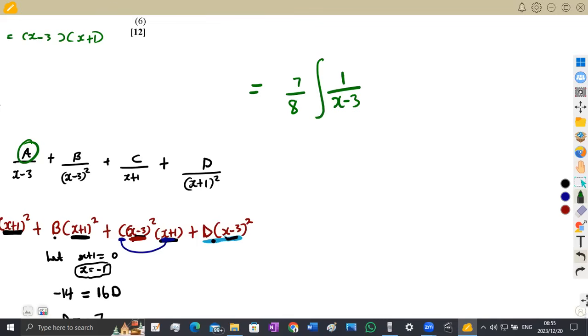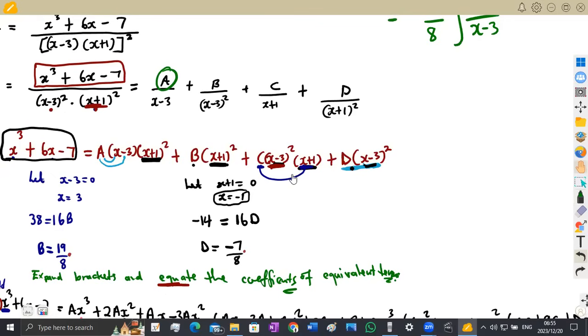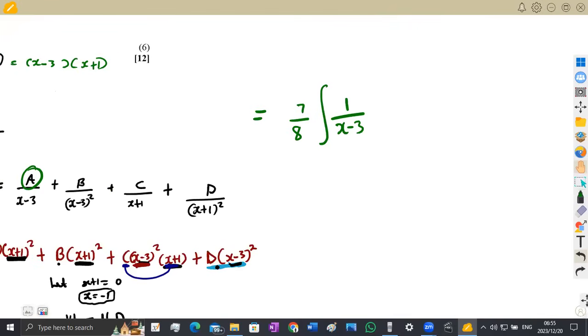Plus B, our B is 19 over 8. So you're going to take that 19 over 8 out. Instead, let us integrate each separately. So plus 19 over 8, the integral of, if we remove this B because we've taken it outside of the integral, we remain with 1 over x minus 3 squared.